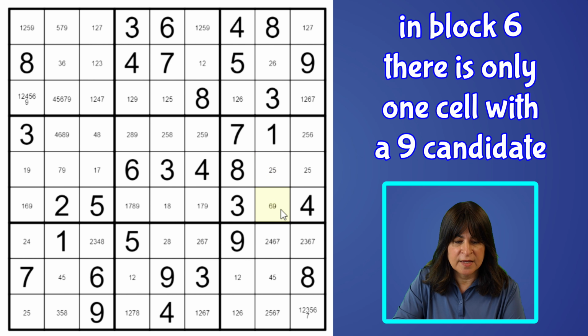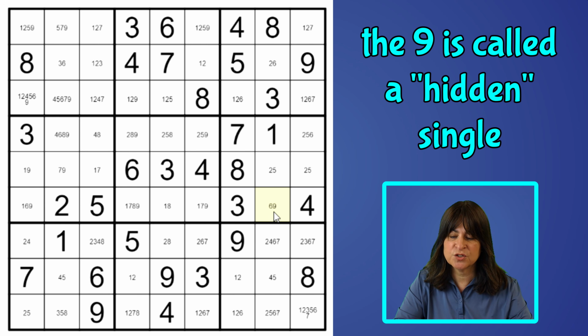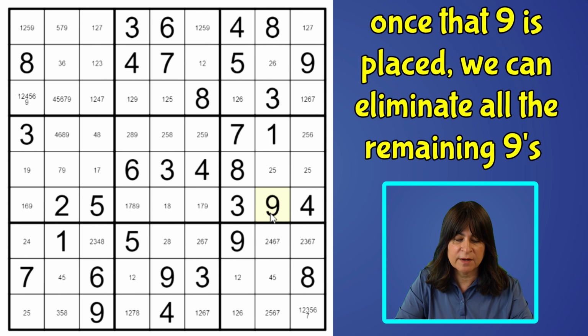Okay, oh look, if we look at this block, there's only one cell with a 9 as a candidate, so that means that this is the only cell in block 6 that can be a 9. It's called a hidden single since it was hiding amongst all the other numbers, in this case the number 6, so we can place the 9 here. And now we can get rid of all the 9s in the column and all the 9s in the block and all the 9s in the row. So we can get rid of this 9. That leaves us with a 1, 7 in that cell. And we can get rid of this 9 and this 9.